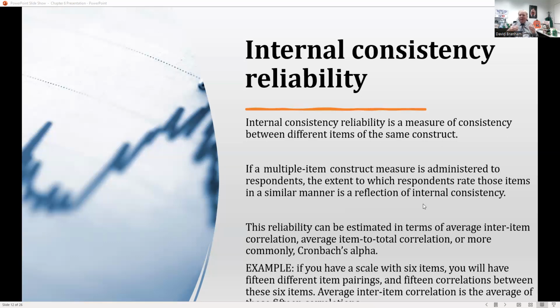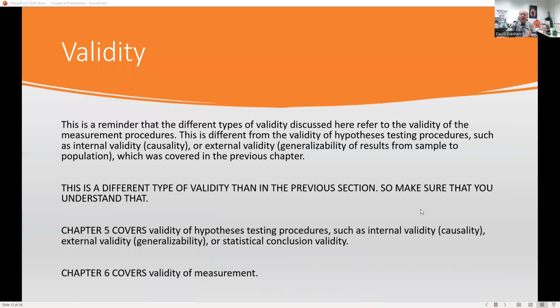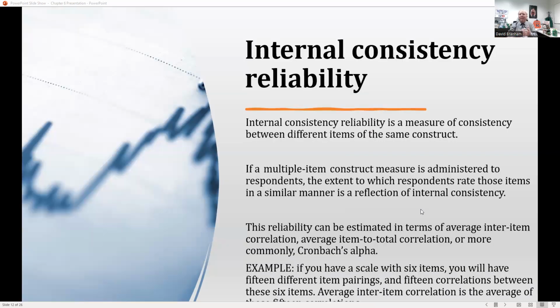It's a good way to see, especially if your indicators are supposed to be measuring the same thing, how consistently they're measuring that. So, for example, with Cronbach's Alpha, if you have a scale of 6 items, you will have 15 different pairs, and the correlations between the pairs of those items would be your score on the Cronbach's Alpha.